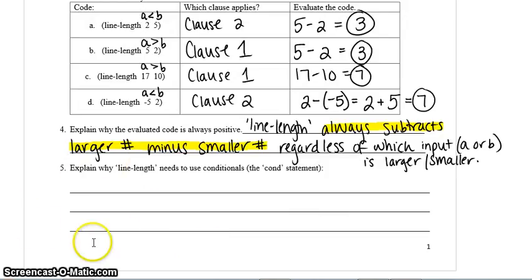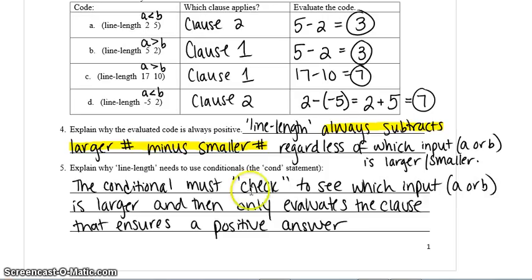Number 5, explain why line length needs to use conditionals. I'm going to write down an explanation, be back in a minute. My explanation here says that the conditional must be used because it must check to see which input, A or B, is larger, and then only evaluate the clause that ensures a positive answer.